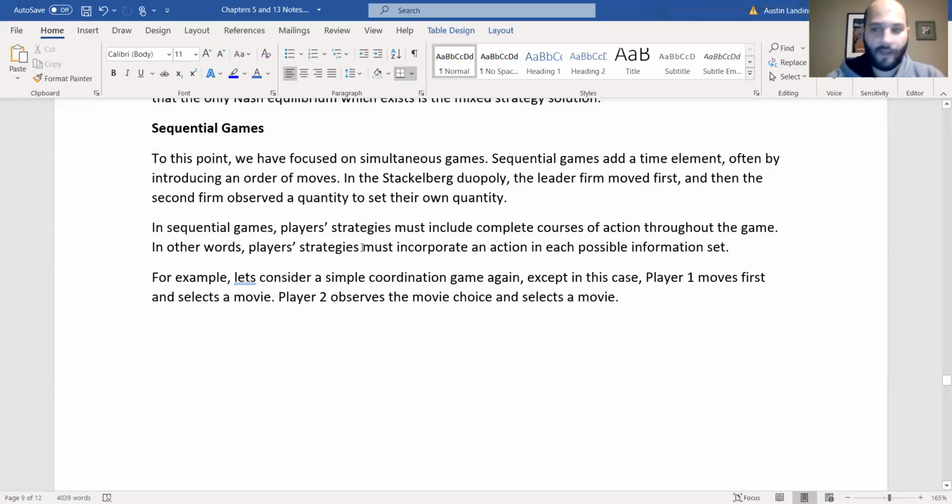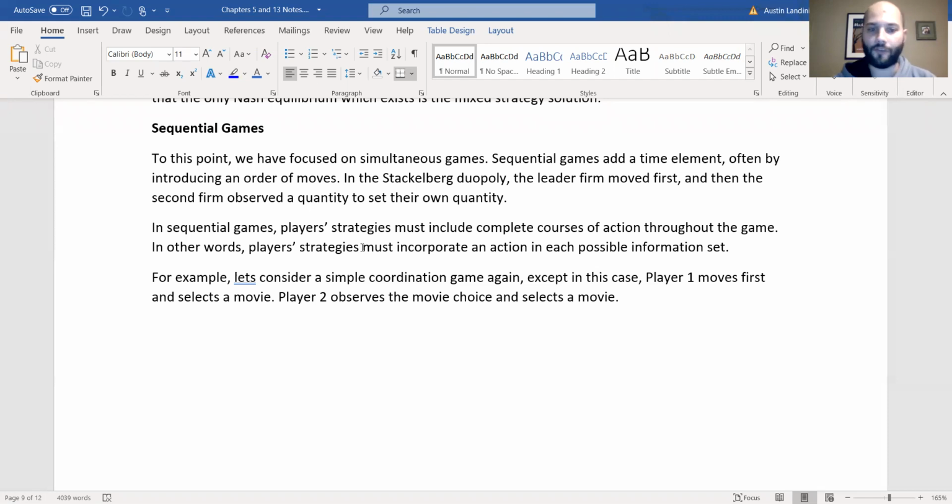Our final topic in the chapter on game theory will cover sequential games. Now, if we had a full course on game theory, the majority of the course would be spent on sequential games, which are more realistic to the real world because they incorporate an element of time or a sequence of moves. So we did briefly see a sequential game in the duopoly problems. We called it the Stackelberg duopoly, where you had a leader firm that moved first, then the second firm which observed this quantity choice and set their own quantity choice.